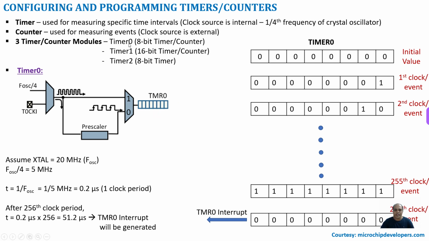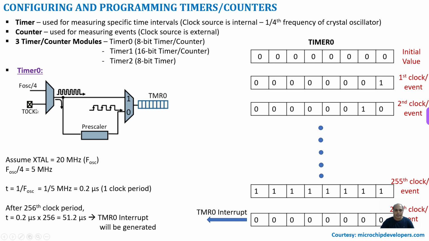Since timer 0 is an 8-bit timer or counter, timer 0 is an 8-bit register. We can load some value into this timer 0 register, and the incrementation of the value happens depending upon this F oscillator by 4 clock frequency. Such a mode is called timer mode. If I use an external event, it can be connected to the T0CKI pin. T0CKI is the timer 0 clock input pin. Any event occurring on this pin can be used for incrementing the timer 0 register content.